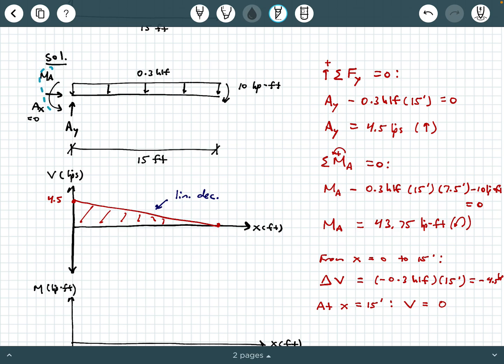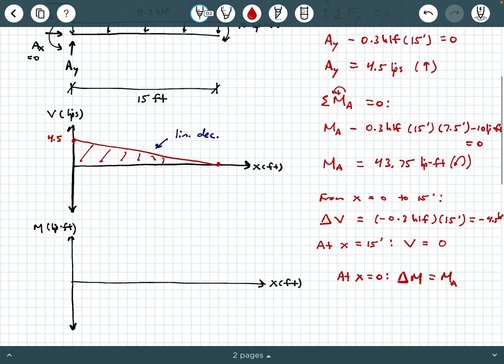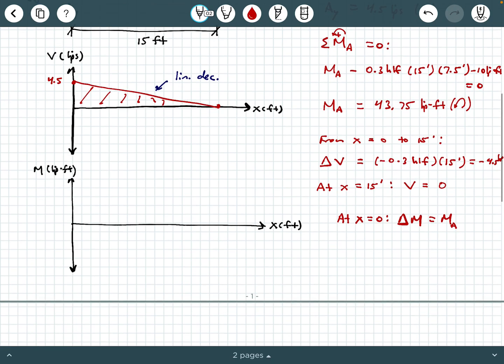Now, the first thing you have to be careful about, this is what's different about this example. We have a reaction moment, MA, that we have to account for, okay? So we're going to say at x equals 0, the change in moment is going to be that reaction moment, MA, all right? Now, that reaction moment we figured out earlier was 43.75 going counterclockwise, okay? So if you remember from some background information, that is going to give us a jump downwards in the moment diagram. So we're going to say this is negative 43.75 kip feet, okay? This negative indicates that it's a jump downwards.